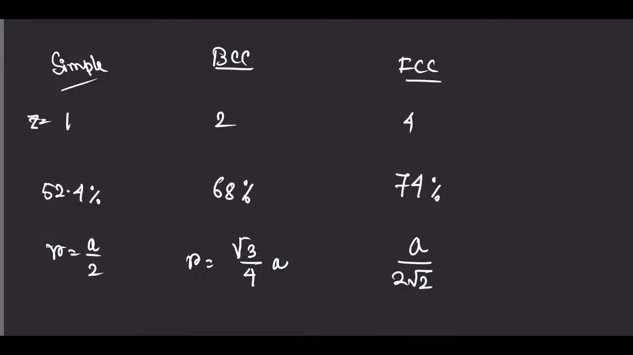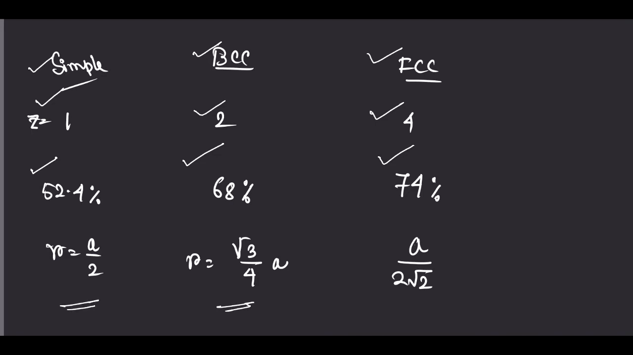Next question. Before going to the next question, we should have some knowledge. Simple lattice has total number of atoms 1, body center 2, FCC 4. The percentage of the cell occupied by atoms is 52.4% for simple, 68% for BCC, 74% for FCC. How to calculate the percentage of space occupied or the packing fraction, you need to see my solid state video.